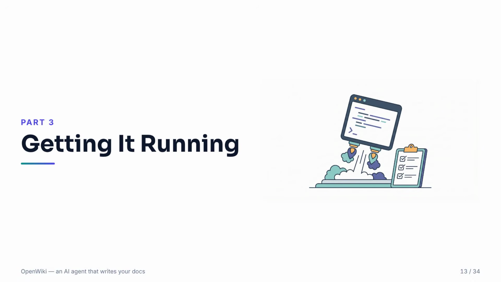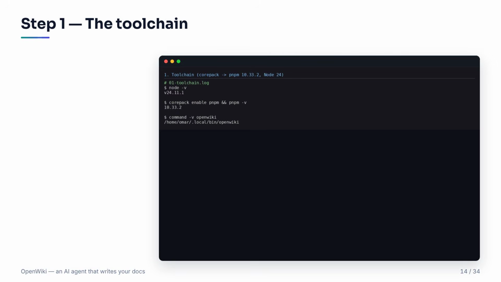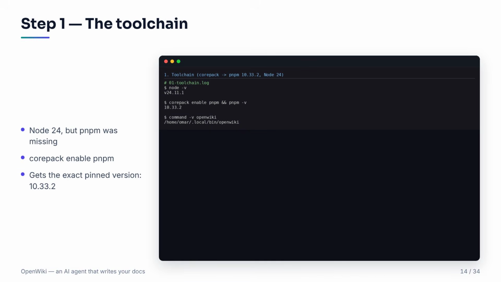Theory done. Let's actually install it. I onboarded OpenWiki from a fresh clone and captured every step. Step 1. The toolchain. The repo is a pnpm project, but pnpm wasn't installed on this machine. The fix is delightful. corepack enable pnpm. Corepack ships with modern Node, and it provisions the exact pinned version from package.json, 10.33.2. No global installs, no version drift.